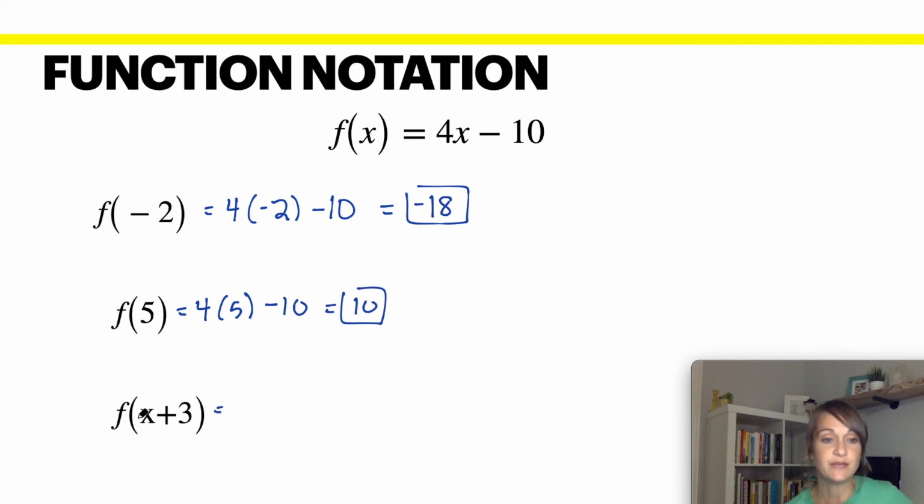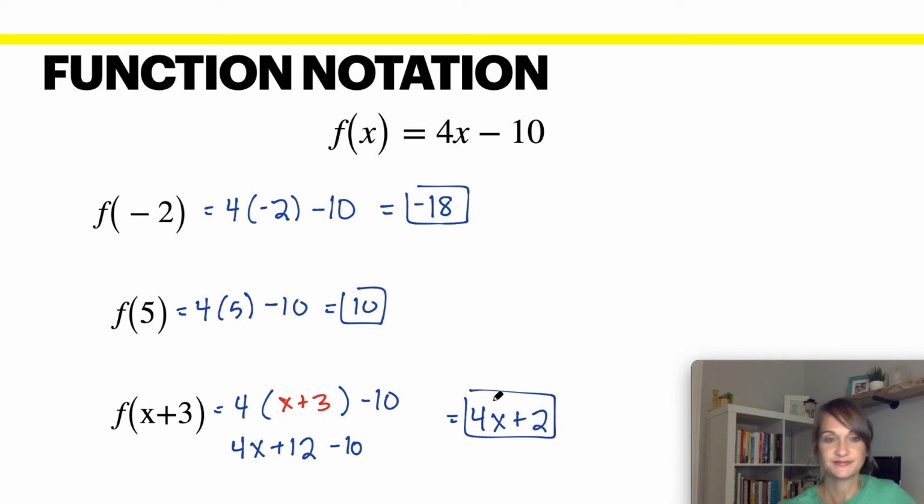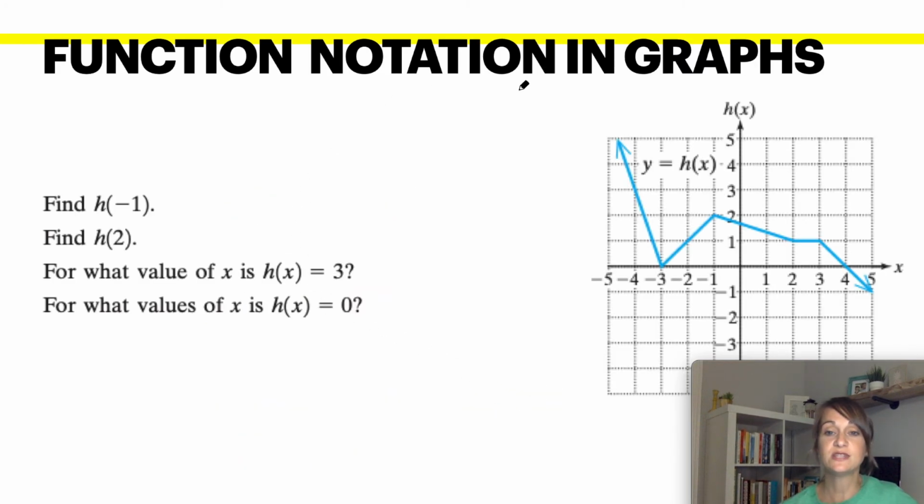And now we're going to input an expression. So we're going to input x plus 3 into x. It'll be 4 times our variable minus 10, but instead of our variable, we're going to plug in what we are substituting. We'll have to use the distributive property: 4x plus 12 minus 10, which will give us 4x plus 2.